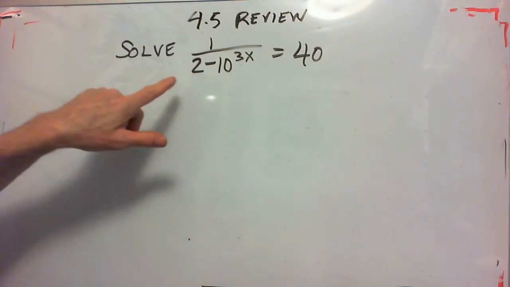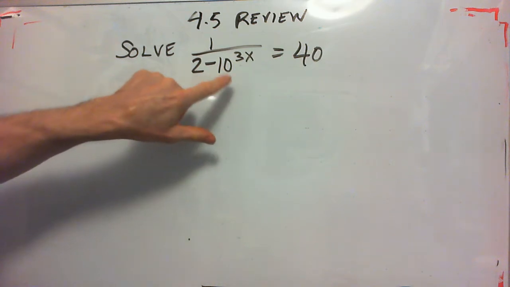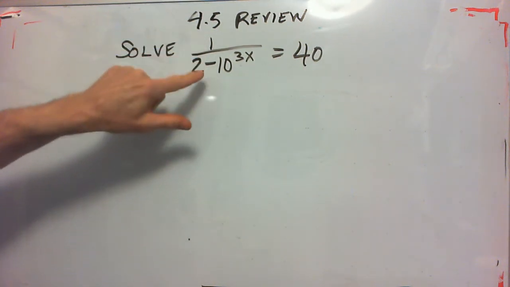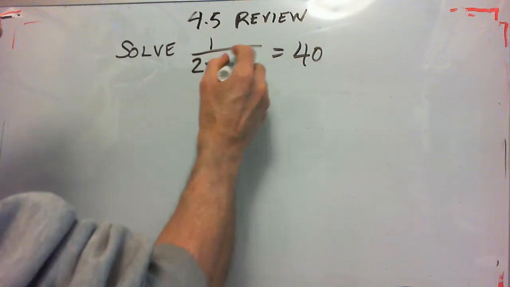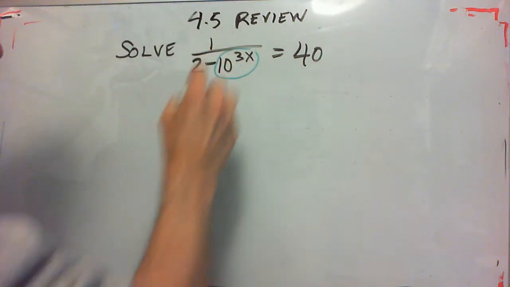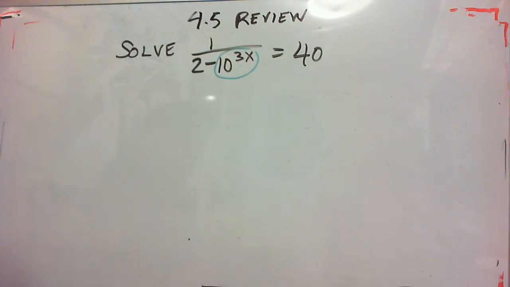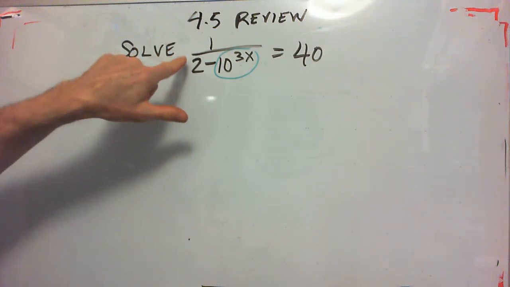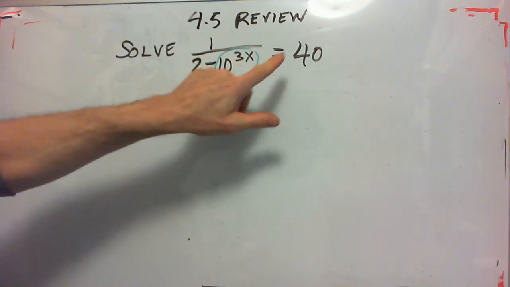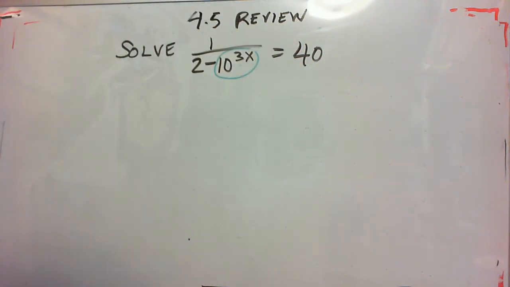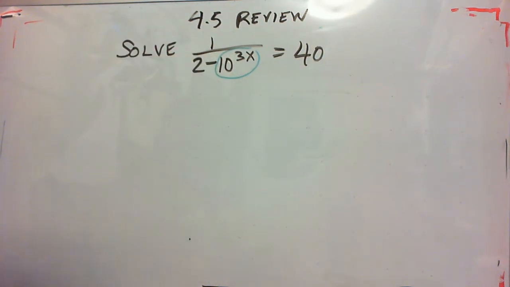Okay, in this next example of an exponential equation, this is like number 4 of the homework, we have 1 over 2 minus 10 to the 3x equals 40. So your first task here is to solve for that 10 to the 3x. Get it all alone on one side of the equation, which means your first step is going to be to multiply both sides by that denominator, 2 minus 10 to the 3x. So why don't you do that? Pause the tape and get that 10 to the 3x on one side of the equals.